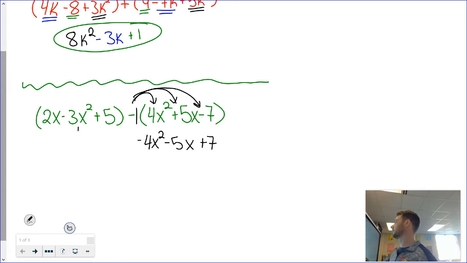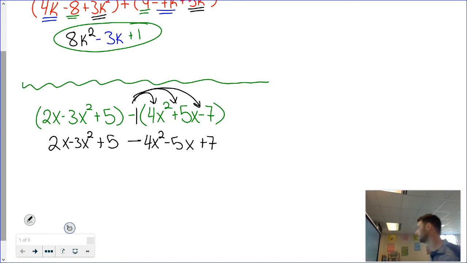And then I like to drop these guys down and say, 2x minus 3x squared plus 5. I like to rewrite this so it's all together now, and we have this here. Now all I'm doing is exactly what we did up here. All we're going to do is combine like terms.